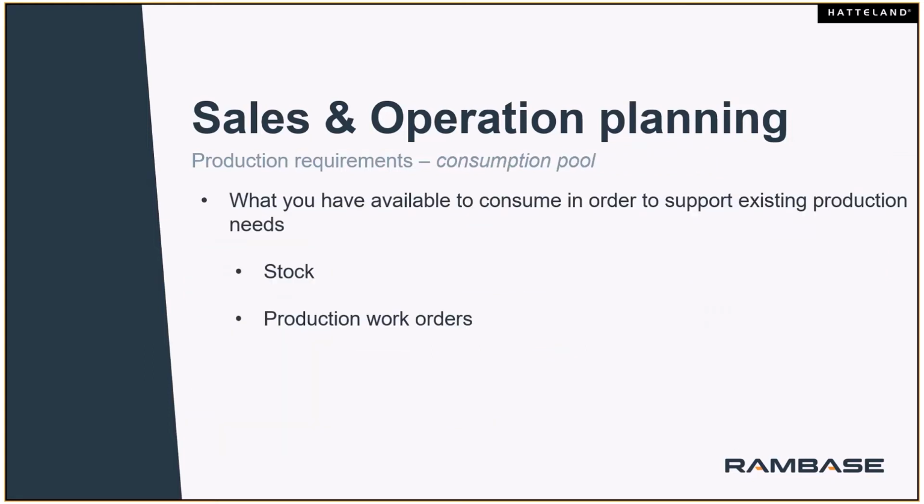During the subtraction, we use something defined as a consumption pool. The consumption pool is what you have available to consume in order to support the production needs. So in this case, it will be what you have available in stock and active production work orders. The only exception is if the goods are blocked for any reason.